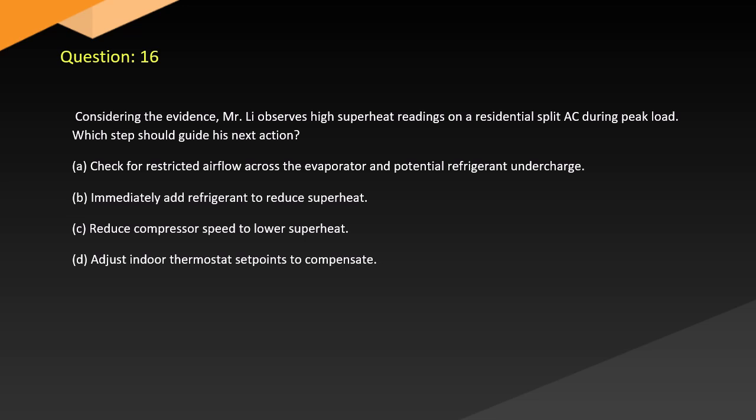Question 16. Considering the evidence, Mr. Testa observes high superheat readings on a residential split AC during peak load. Which step should guide his next action? A. Check for restricted airflow across the evaporator and potential refrigerant undercharge. B. Immediately add refrigerant to reduce superheat. C. Reduce compressor speed to lower superheat. D. Adjust indoor thermostat set points to compensate.